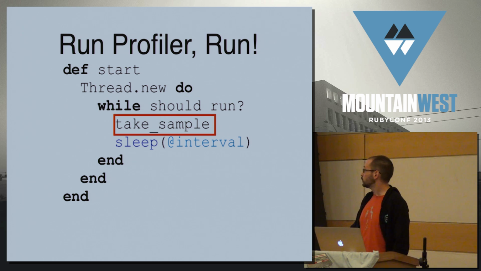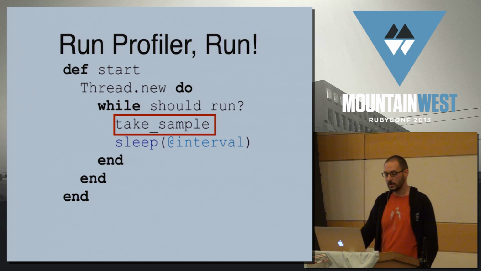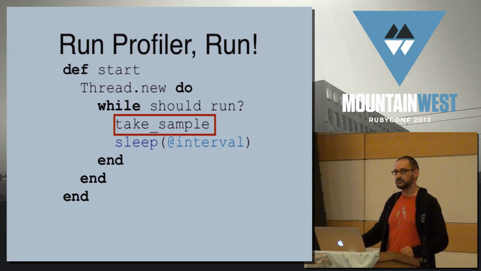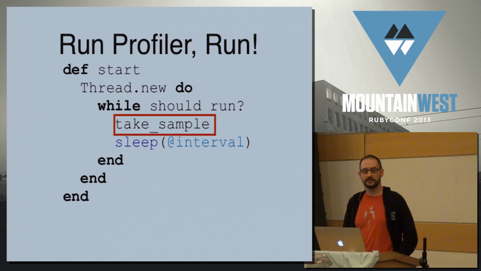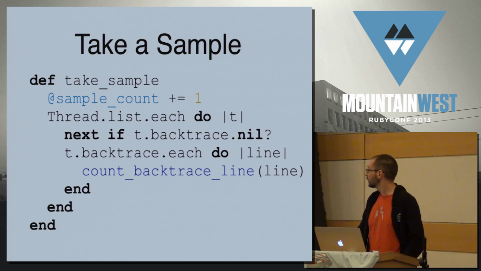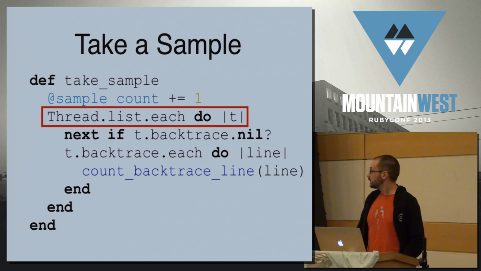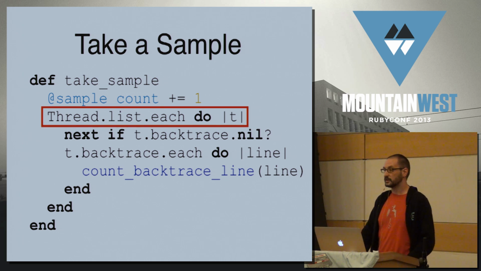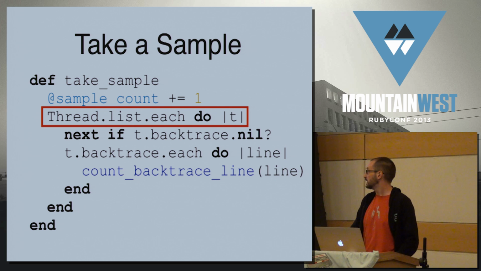Inside of that loop, we just take samples. So we run, we take a snapshot of what the list of threads is, and we'll take a peek into how that method works next. So this is the most complicated part of our profiler here. When we take a sample, we'll enumerate the list of threads that are currently there in the process. We'll step through each of those.